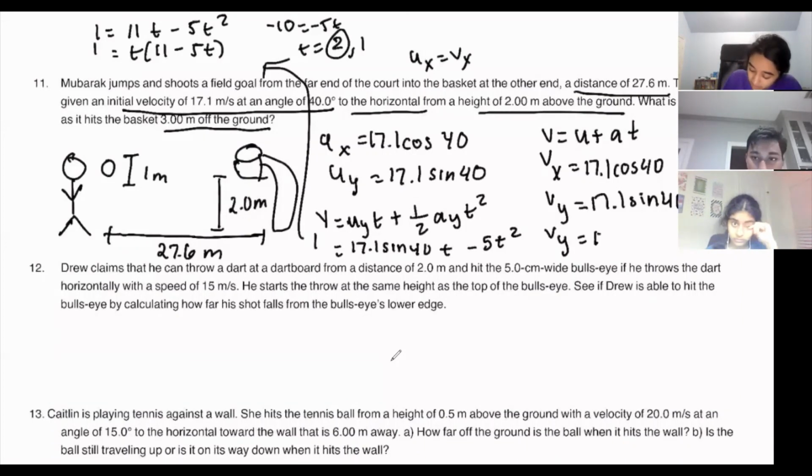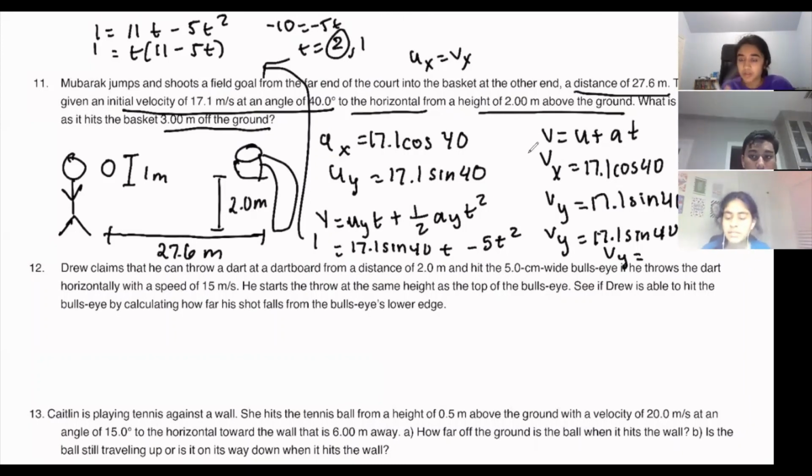Oh, okay. So then that means Vy would be 17.1 sine 40 minus 10 times 2.106. Right. So that'd be about 10.99 minus 21.06. Since it's so close, you can literally do 11 minus 21.06. It's negative 10.06 meters per second.